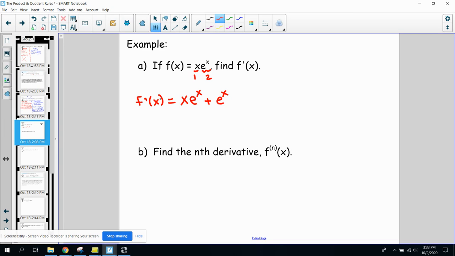If we wanted to simplify it a little bit, we can factor out the e to the x. So I'm going to just do that. I'm going to pull out the e to the x, and then we're left with x plus 1. Okay, so either one is correct.